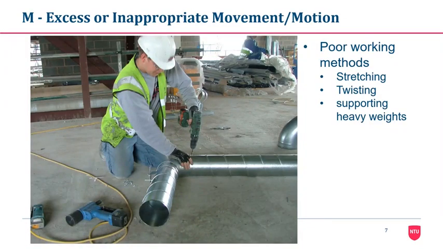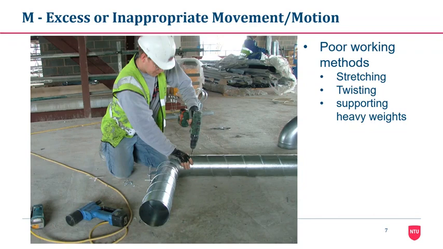M is excess or inappropriate movement or motion. This source of waste is very under-considered in construction, as responsibility for day-to-day working methods are passed down the supply chain. Toyota recognized that tasks that required awkward and difficult movement from people make the work more difficult and therefore take more time than they need to. Additionally, these bad movements add physical stress, cause at least premature tiredness and at worst injuries that affect productivity.